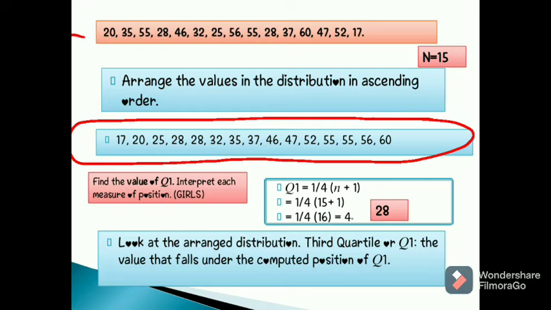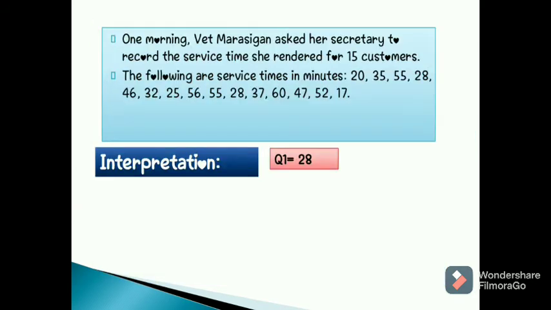And since it's not a decimal, it's a whole number, the fourth position is the value of our quartile 1. So the fourth position is 28. So for interpretation, because we got quartile 1 is equal to 28.